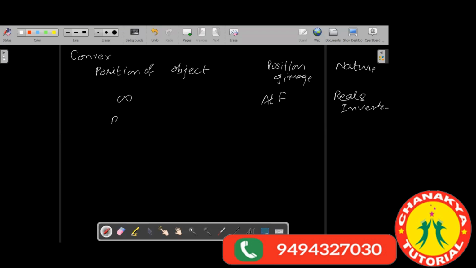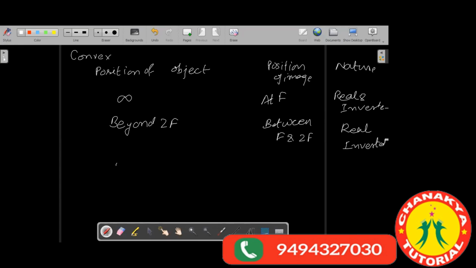When the object was beyond 2F, the position of image was between F and 2F. Right? And the image was real and inverted. What was the size of the image? Diminished. The size of the image was diminished in both these cases.